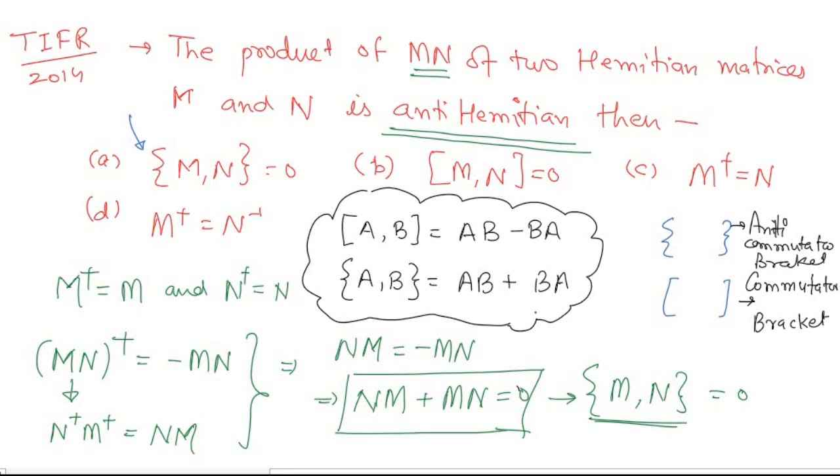You are going to use these again and again in many problems. That is why, to define these operators, I have chosen this problem. So the correct option is that the anti-commutator of M and N is equal to 0, and I can solve this only using the definitions of the matrices. So it is very important to know all these definitions.